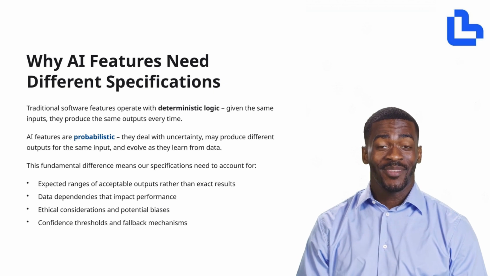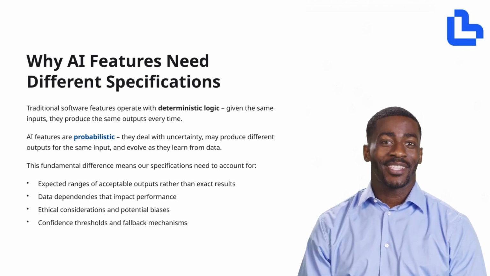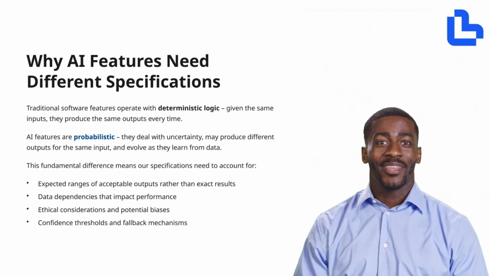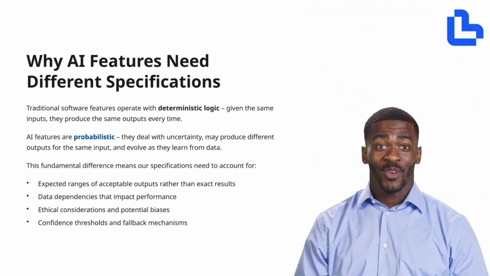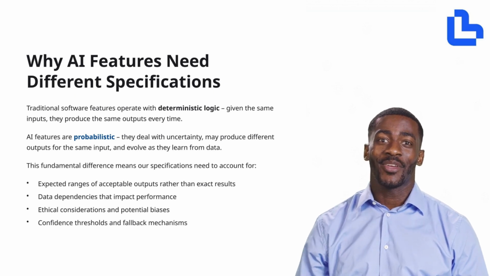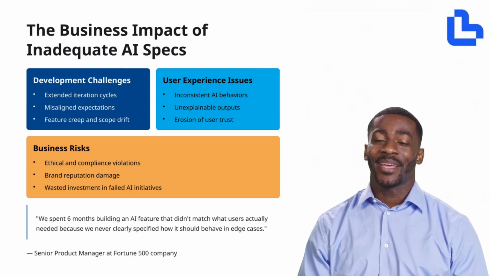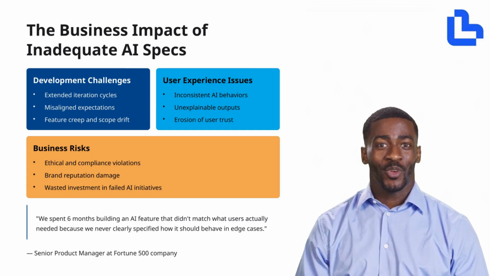In short, AI specifications must be more flexible, more thoughtful, and more user-centered. They need to anticipate variability and guide the system toward consistent, trustworthy behavior. This is why a well-crafted AI feature spec is not just a technical document, it's a strategic tool for building better products. Let's talk about what happens when AI feature specifications are incomplete, vague, or missing altogether.